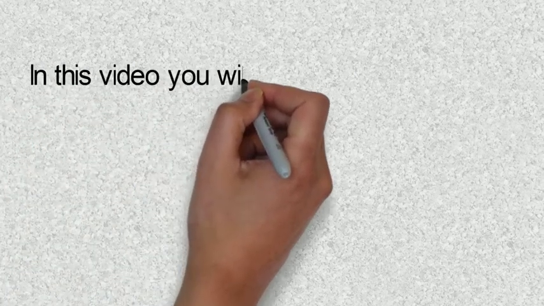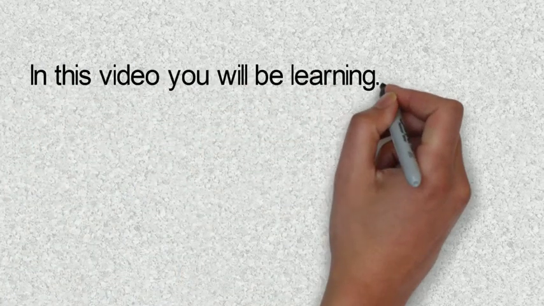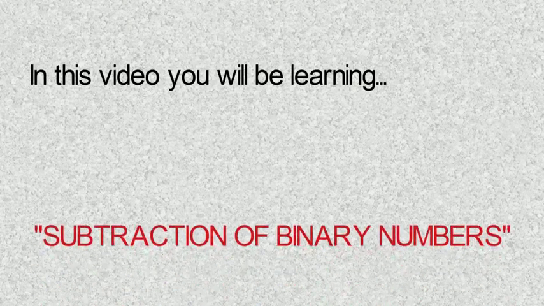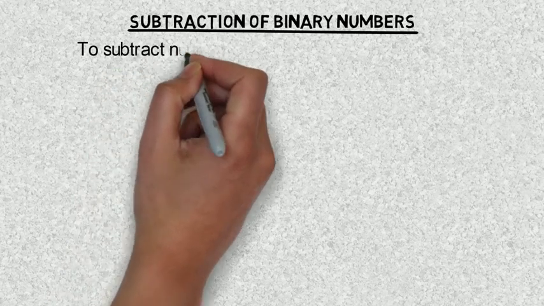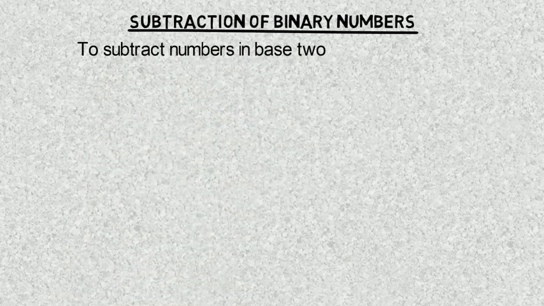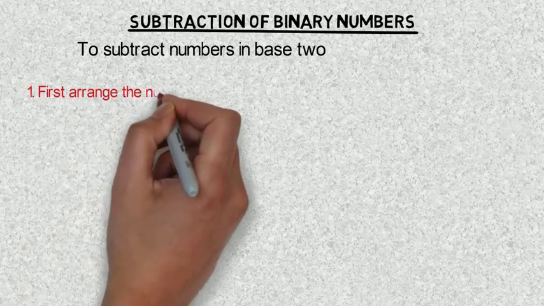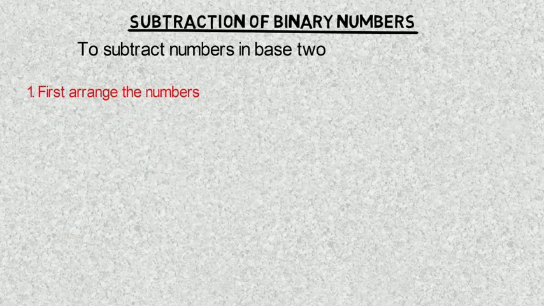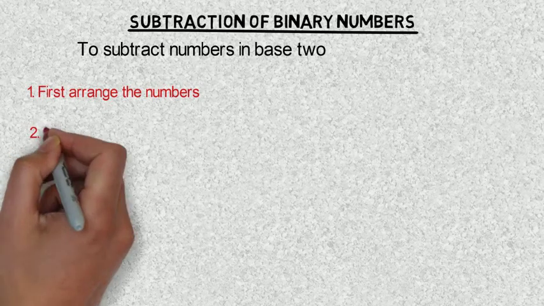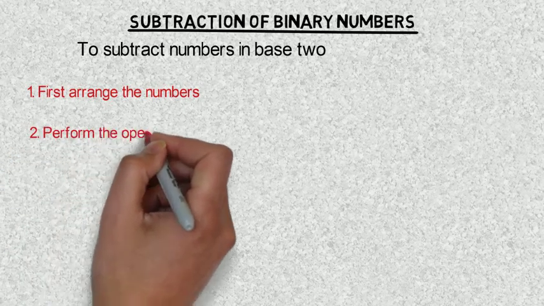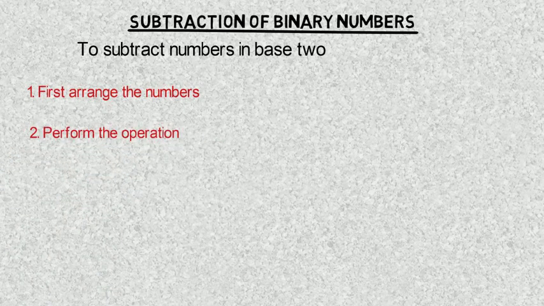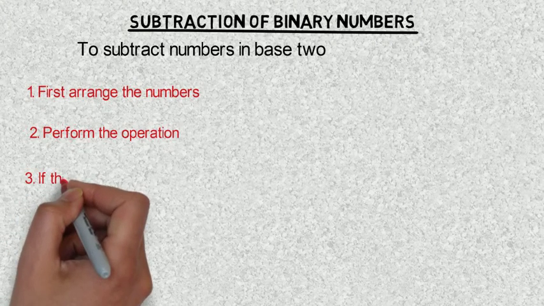In this video, we shall be learning subtraction of binary numbers. To subtract numbers in base 2, first we have to arrange the numbers. Second, we perform the operation, that is the subtraction operation. How do we do this?